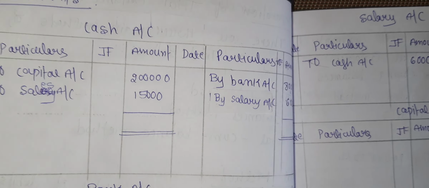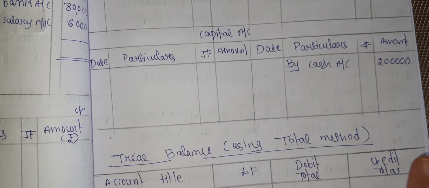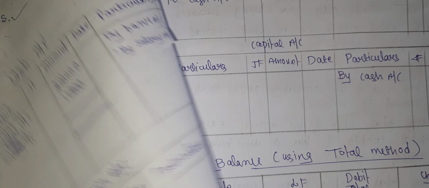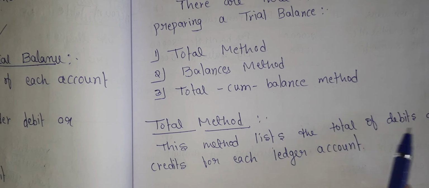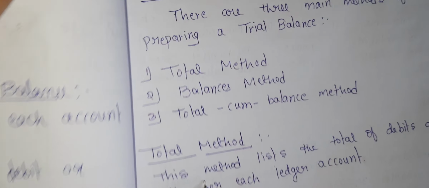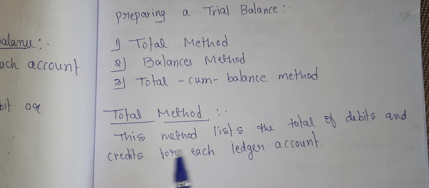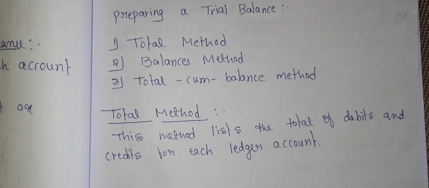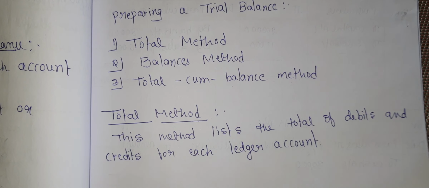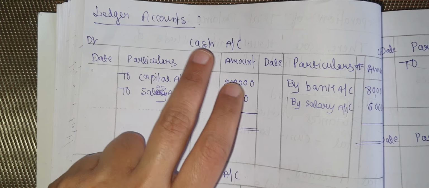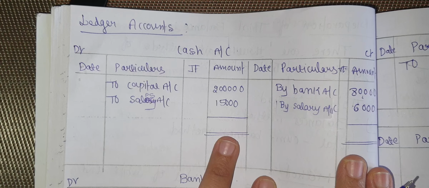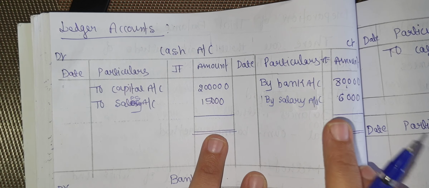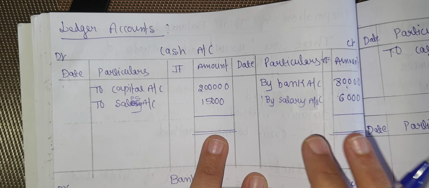Here we will prepare the trial balance using the total method. In this total method, it lists only the total of debits and credits for each ledger account. It means what? Usually, if we prepare the ledger accounts, for example the cash account, we have to close this account. Means we have to write down the closing balance here, by balance carried on.